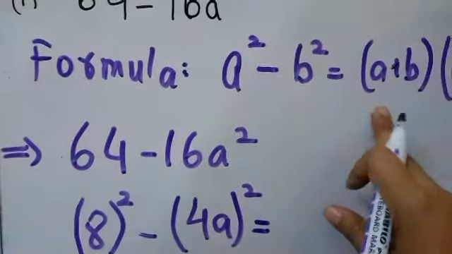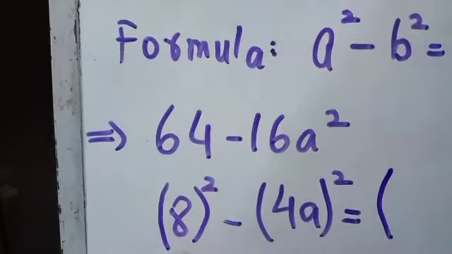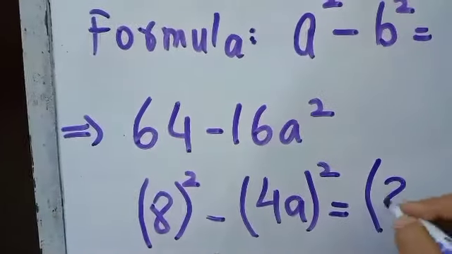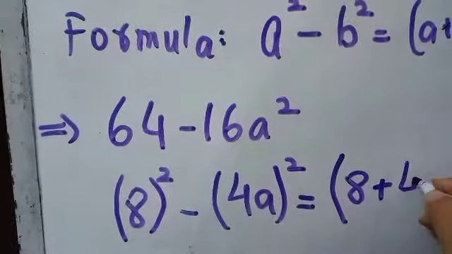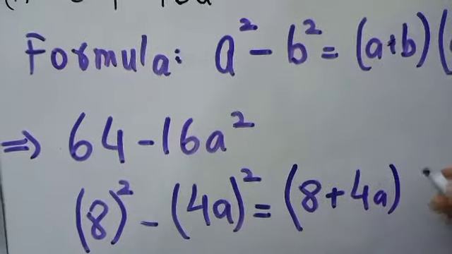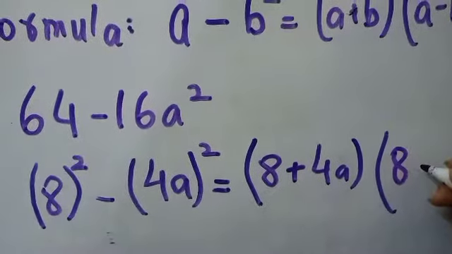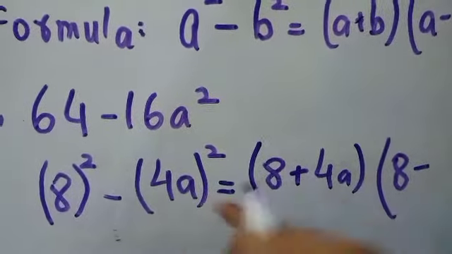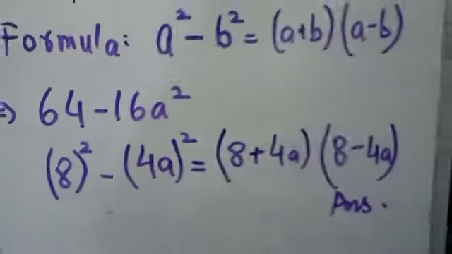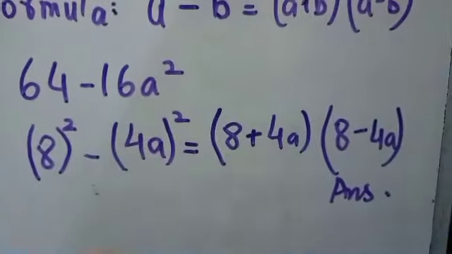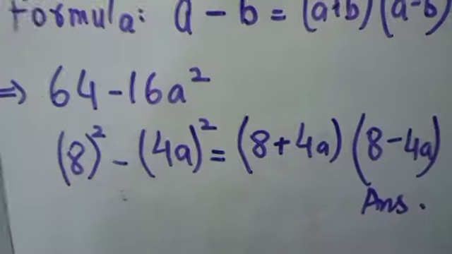Now what I will do: the formula says (a plus b), so how will you write it? Instead of a, 8 is given to me. The plus sign comes first, so I will write plus over here, and 4a you will write instead of b. Then (a minus b): again 8 instead of a, minus as in the formula, and 4a as the second term. So this is your complete answer. Very easy. You just have to find the square number and then apply the formula as it is. Okay, I'm doing one more part with you.